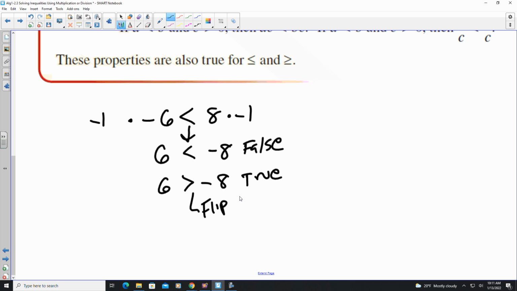Same thing goes for division. I'll just use this as an example. -6 is less than 8. But now if I divide by -1, so now I get +6, I get -8. Again, I have to flip the inequality in order to make it true. So just be mindful of what you are multiplying or dividing both sides by in order to make the correct sign for your particular problem.